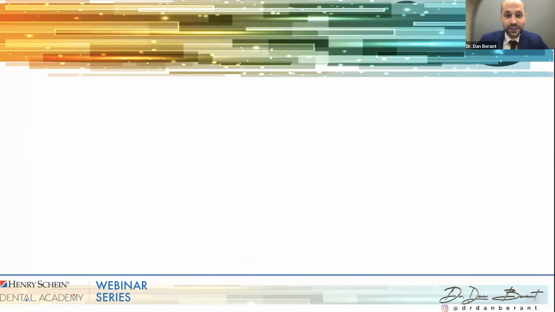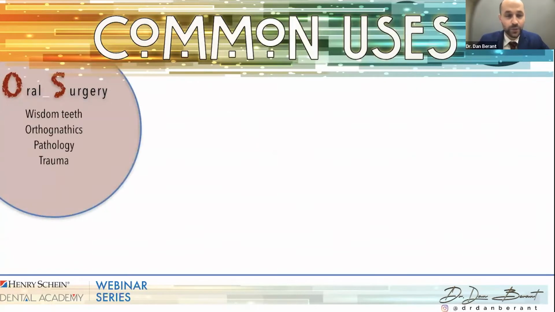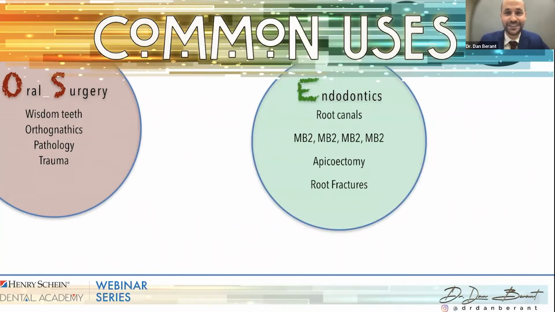So let's continue. What are the common uses of CBCTs? So if you're an oral surgeon, you have it for wisdom teeth, orthodontics, and by no means is this an exclusive and exhaustive list. So I don't mean to be forgetting anything. Now, if you're an endodontist, you use it for your root canals, and I guarantee it was a game changer for finding that pesky little MB2.